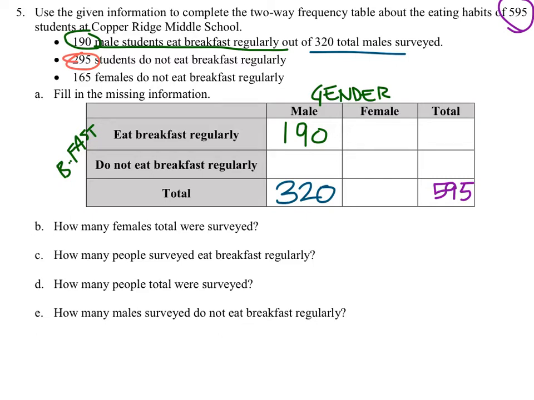So that would be right here, 295. And then it's 165 females do not eat breakfast regularly. So we look at do not eat breakfast regularly females, bam, 165. Now that we have all these values, not that we even needed all of them, we should be able to fill in the rest of this table, kind of like a Sudoku puzzle, but we're just looking at addition and subtraction now. I got one.